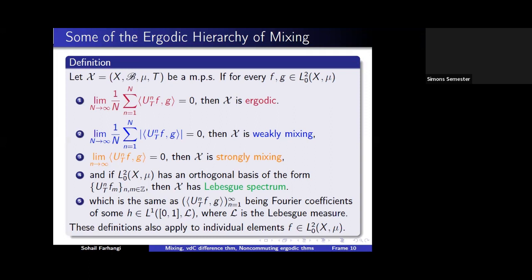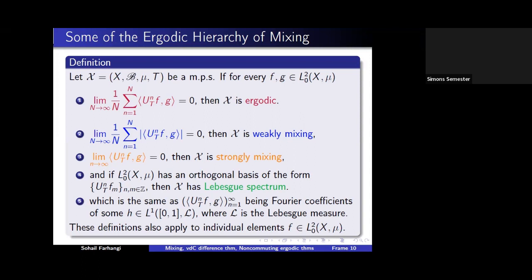But just to make it seem more similar to what I had with 1, 2, and 3, I've listed this equivalent definition, which is also going to be helpful for the next slide. So rather than this orthogonal basis definition, we can say that for any f and g, if we look at this countable sequence of inner products, then it'll be the Fourier coefficients of some L^1 function. In particular, this is with respect to Lebesgue measure here. And we can see now that this condition 5, this Lebesgue spectrum, is stronger than condition 3 because the Riemann-Lebesgue lemma tells us that these Fourier coefficients are going to go to zero.